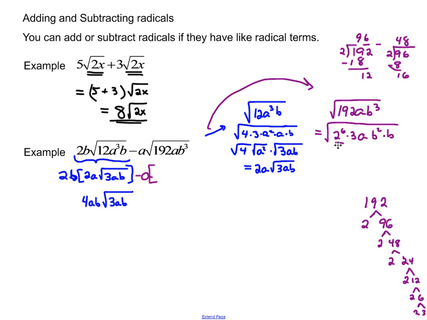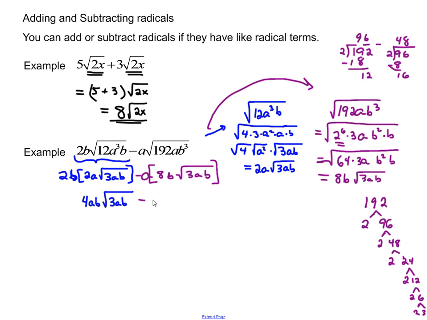Now this is a perfect square factor, right? 2 to the 6th, what is 2 to the 6th? 2 to the 6th is 64. Right, so this is like saying 64, which we know the square root of, times 3a times b squared times b. So if we take out our perfect square factors, what do we have? 8b times the square root of 3ab. Aha, we've got it. So we've actually got a times 8b times the square root of 3ab.